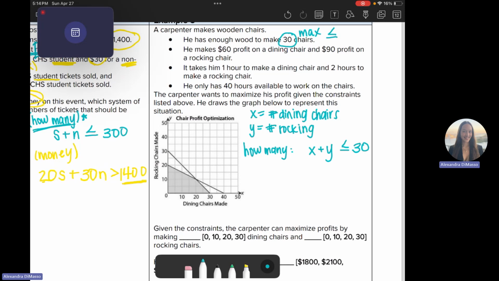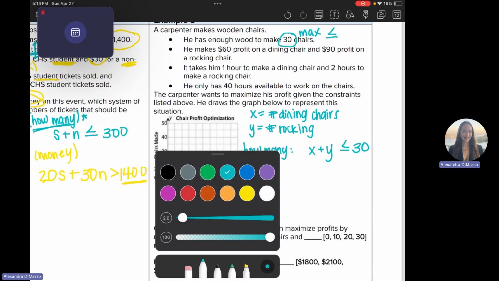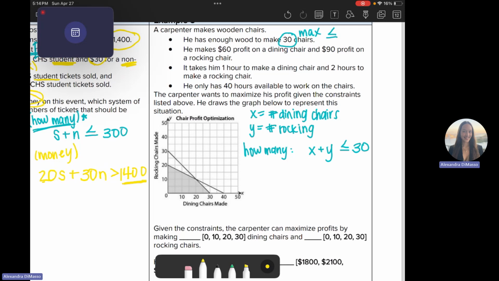Now, my next one's going to be all about money, dinero. So I've got $60 profit on a dining chair, $90 profit on a rocking chair. So if I'm talking about my money equation here, this is per, right? So each dining chair, he gets $60 per. So that means, again, we're going to do multiplication. So $60 per dining chair plus $90 per rocking chair.